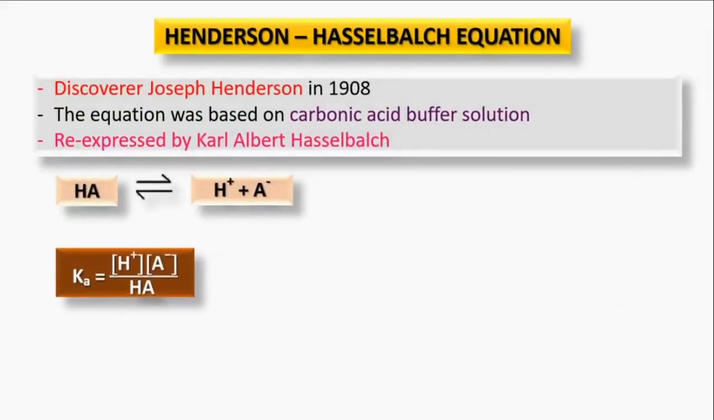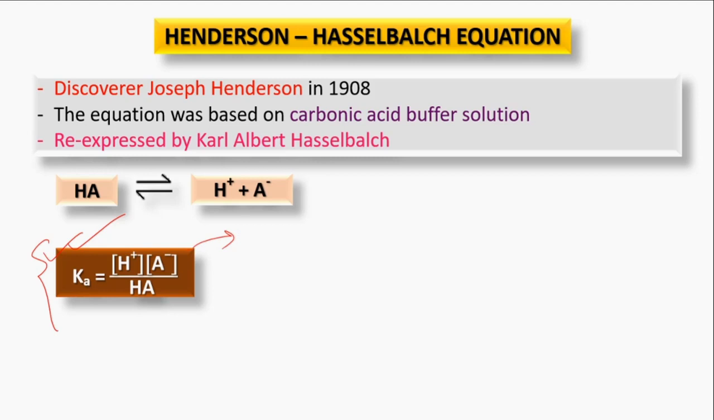So next is the Henderson-Hasselbalch equation. It was first discovered by Joseph Henderson, and he gave only this equation, and it was based on the carbonic acid buffer solution, that means a buffer solution equation. And after him, Karl Albert Hasselbalch re-expressed this in a logarithmic form. So if we write this equation in logarithmic form, what can we find out?